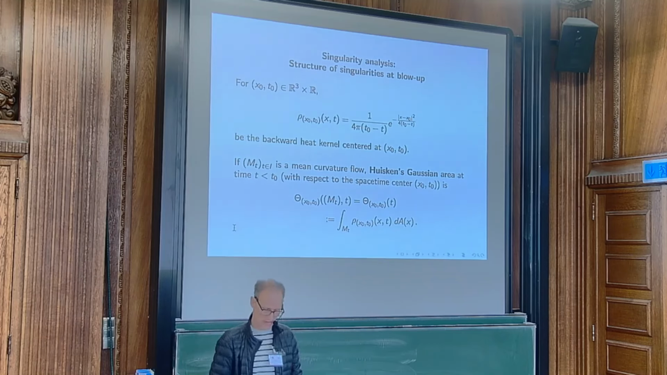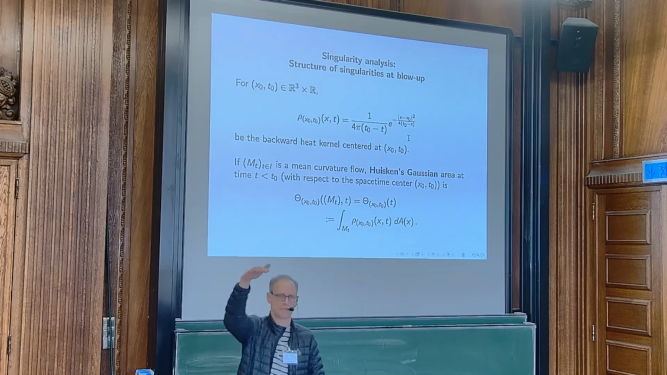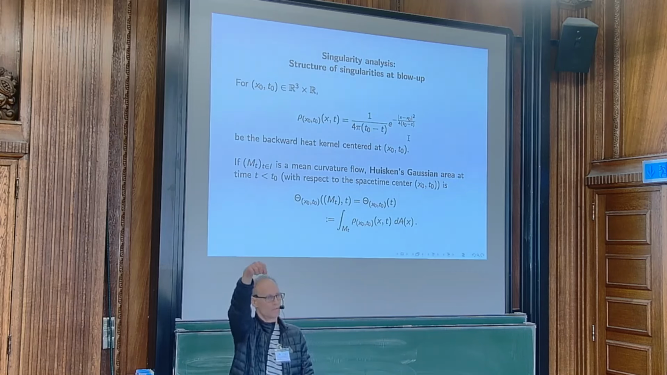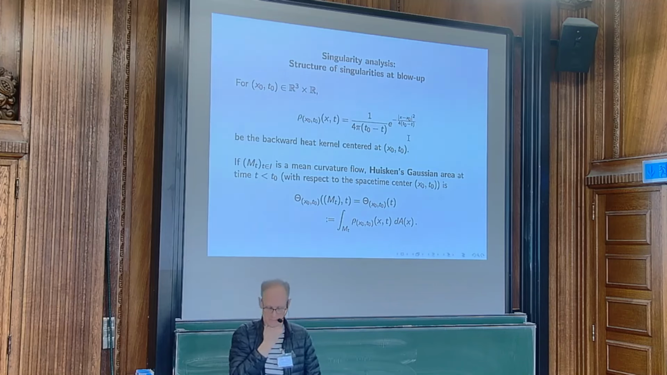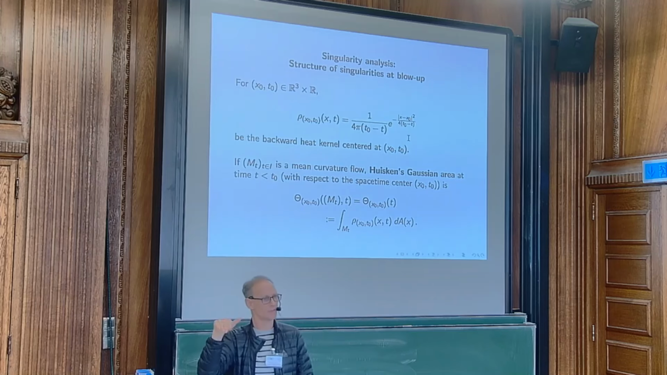There's a similar idea going on here, which was initiated by Huisken. It goes as follows. Let's take some point in space-time, x0, t0, and then look at the following kernel. It looks like a heat kernel. At x, t, it looks like this. Think of this as a backward heat kernel starting with a source at x0, t0, with the caveat that it's not the three-dimensional heat kernel. The formula is borrowed from a two-dimensional heat kernel, and that's because we're going to integrate it over surfaces.